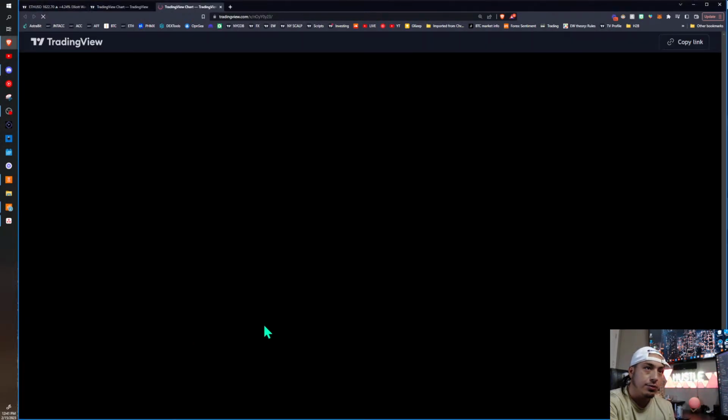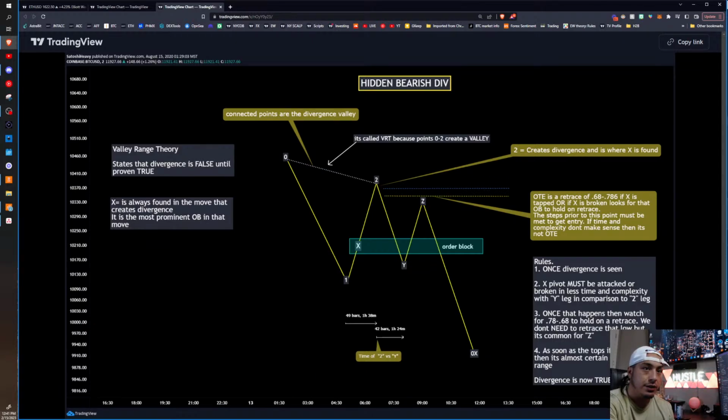Like here's a hidden divergence one. Hidden bearish divergence. It's the same thing. It's always the same thing. In the leg that creates divergence, you'll have the most prominent order block that must get broken in less time and complexity, or the same time and complexity. And then once that's done, if it breaks it but can't close below it, like this one shows, you'll most likely retrace to the 786 to 0.68. If you break and close over the order block, you probably only retrace to 0.382 or less. But those things always have to happen.